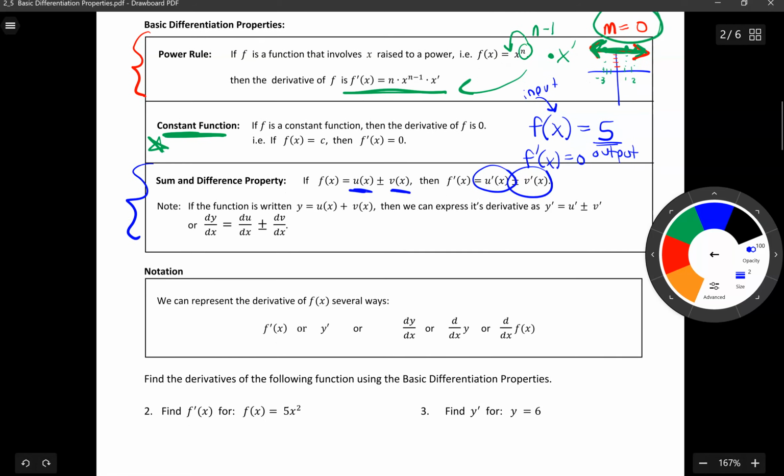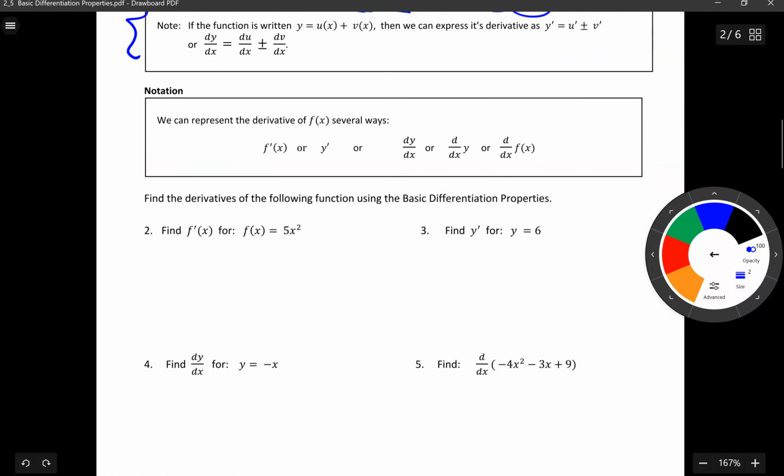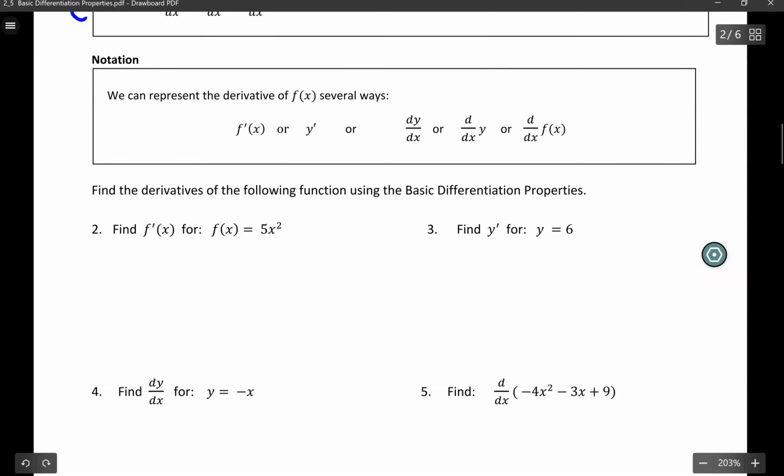Now, the other thing we need to talk about are new ways of writing the notation. Okay, so here we go. This is the one you're used to seeing.